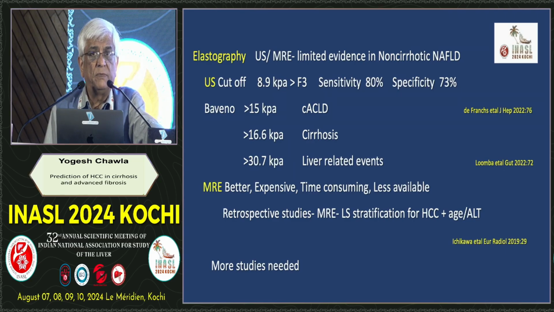Elastography is also very important, and we are all very familiar with it. Any value of more than 16.6 kilopascals, as by Bovino, has been shown to diagnose cirrhosis, but a value of more than 30 leads to liver-related events, including HCC. MR elastography is considered to be better, but it is more expensive, time-consuming, and less available. Retrospective studies have shown that when you combine it with age and ALT, it is an excellent tool for predicting HCC.